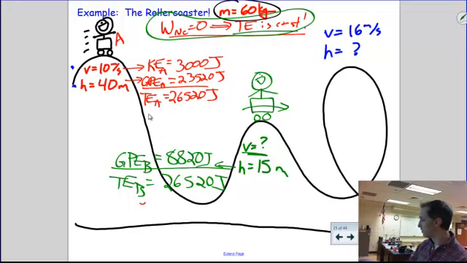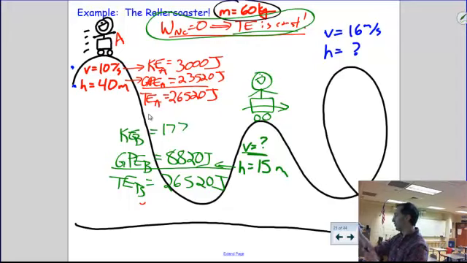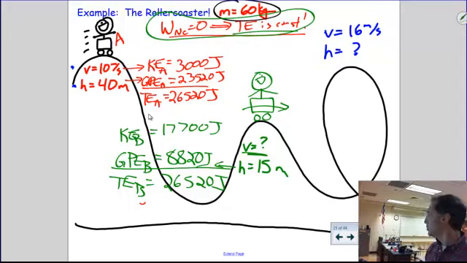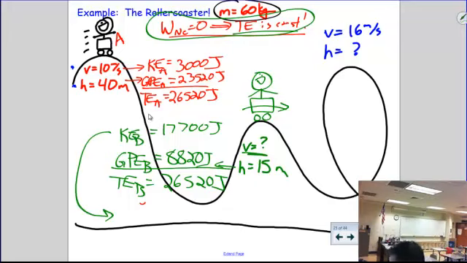Oh, well, let's see. If my total energy is 26,000 and my GPE is only 8,000, then my kinetic energy must be the remainder, right? So let's subtract this and see what we get. 26,520 joules, and it gives us 17,700 joules of kinetic energy, which you can then use to find the velocity.